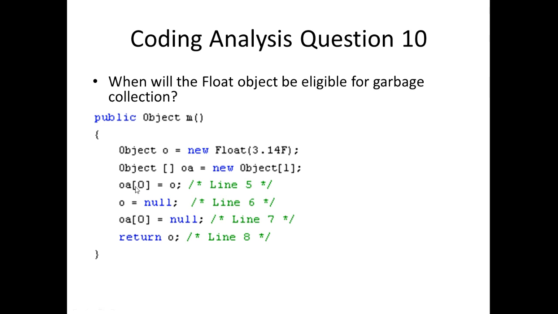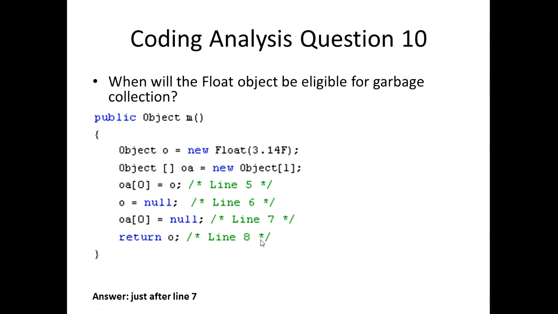Okay, I skipped a line. So what we're doing here is assigning O to OA at position 0. And then we're assigning null to O. So what we want to do is make sure that the object is no longer in use. This is the object that we don't want to be in use anymore, because we've placed this 3.14 into this array here. And this should make it a whole lot more clear.